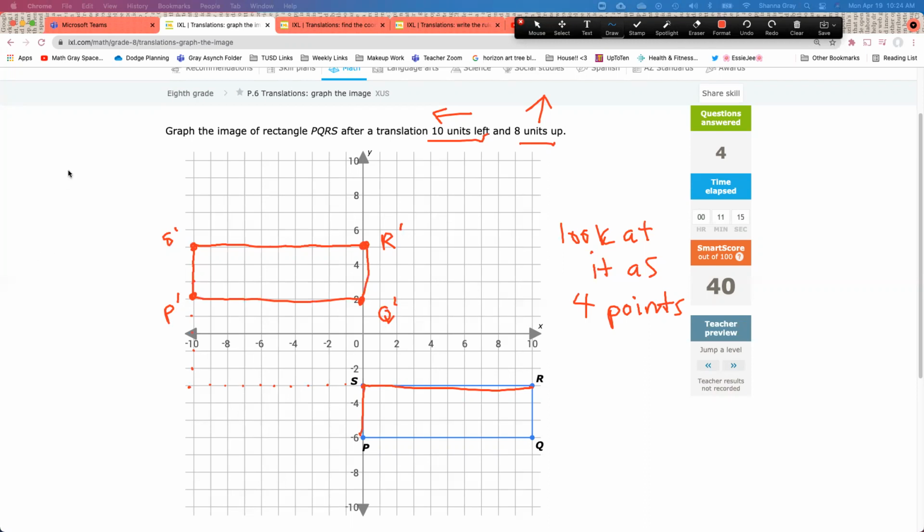So that's where my shape ends up. So basically, I have taken the whole shape. So I took this whole thing and moved it over 10. So 10 left. And then I moved it up 8.